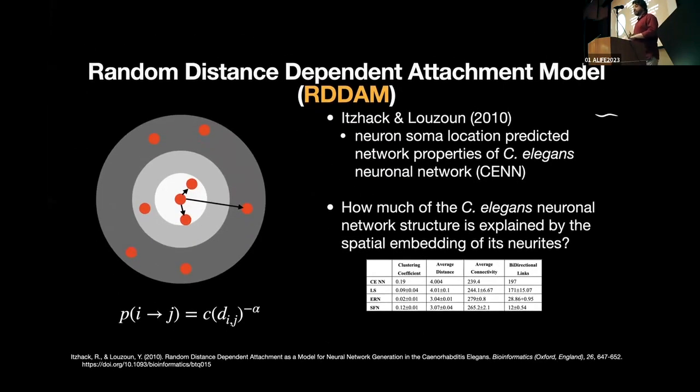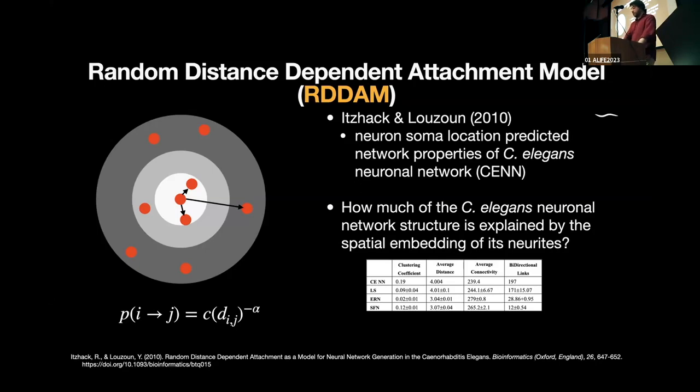In 2010, Itzhak and Lauzun presented the Random Distance Dependent Attachment Model, or RDDAM. And why do I find this model interesting? Well, it's because it takes very minimal information, just using neuron locations, and it's able to fairly predict a lot of the network aspects of a C. elegans connectome. And for those that are wondering, the equation for that is shown right there on the bottom left. But essentially what it does is that it's exponentially more likely to form connections between neurons that are closer to it than neurons that are farther away from it. And distance is determined based off of the location of the center of their soma.